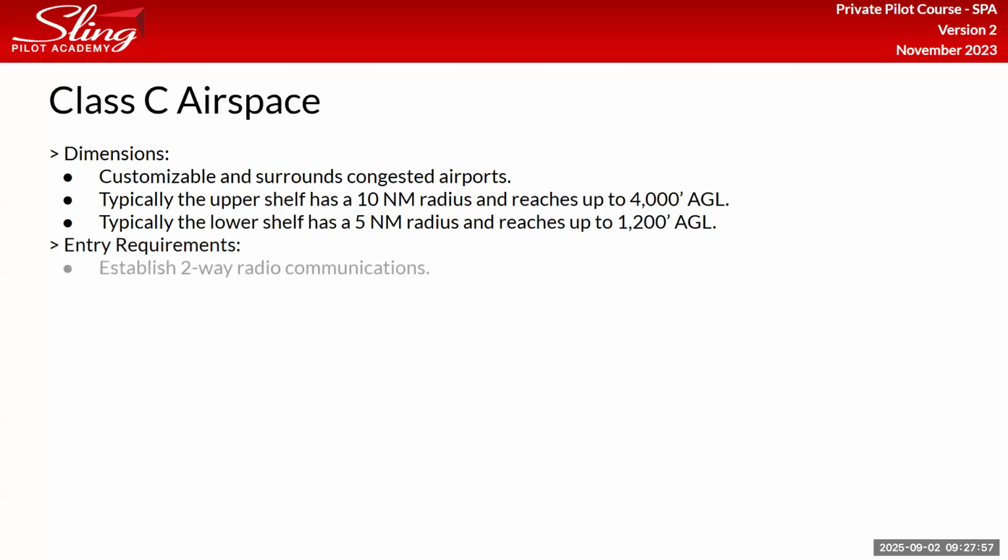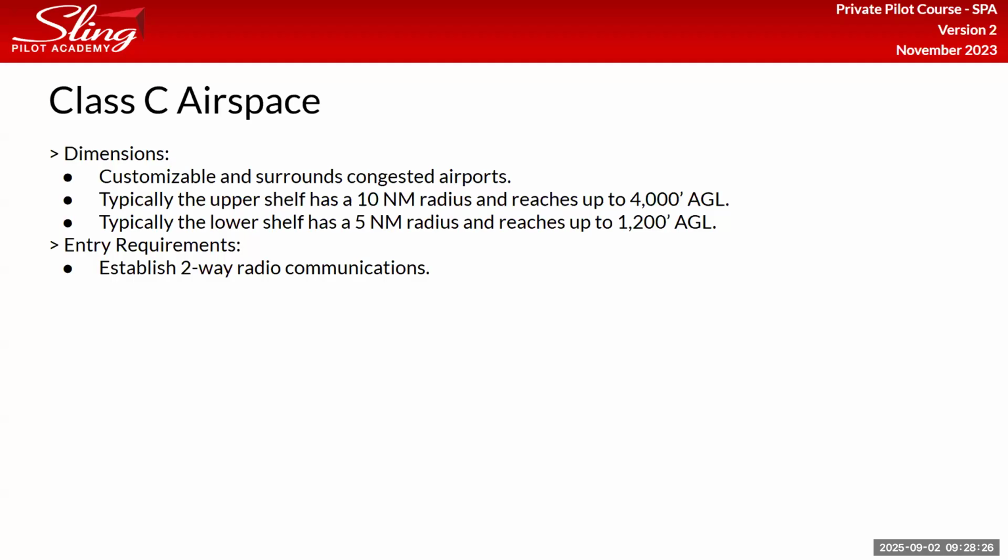Entry requirements for Class Charlie. Establish two-way radio communications. What do we mean by that? In the Bravo, we talked about establishing two-way radio communications. To enter the Bravo means we hear them say the specific words cleared into the Bravo, cleared through the Bravo, and then you reply cleared through the Bravo for Sierra Lima, whatever your tail number is. That establishes two-way radio communications to go through.